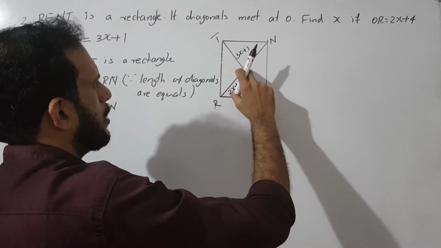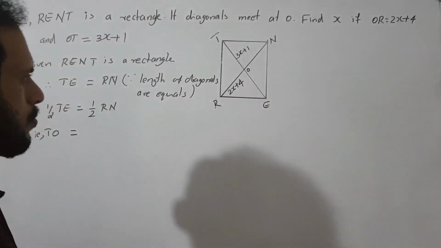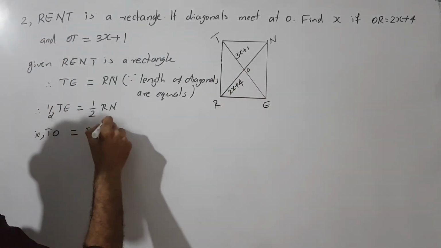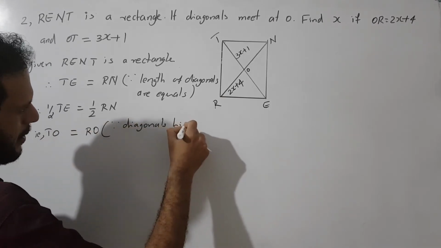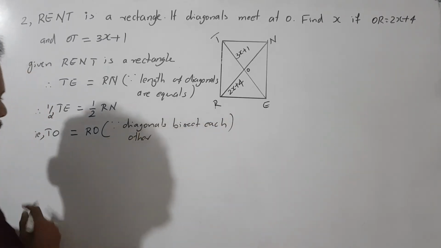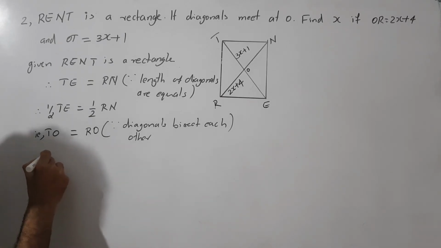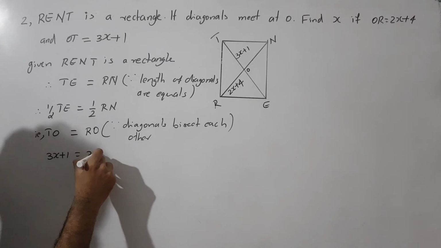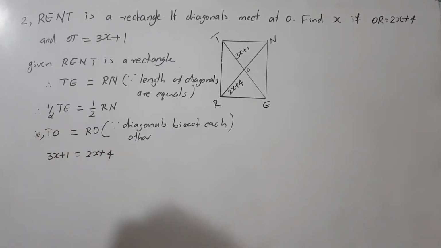OR, RO and ON. But here we choose only RO. TO is equal to RO. What is the reason? Since diagonals bisect each other. Okay, then what is the measurement of TO? TO is equal to 3x plus 1, which is equal to RO, that is 2x plus 4. So we take the variables on one side and numbers on the other side.